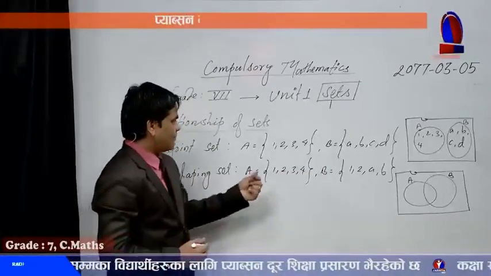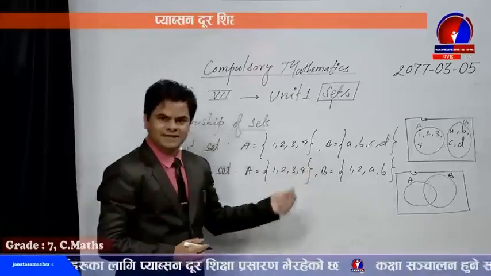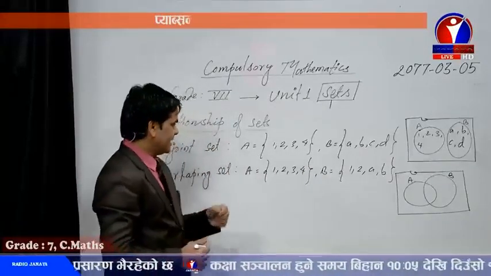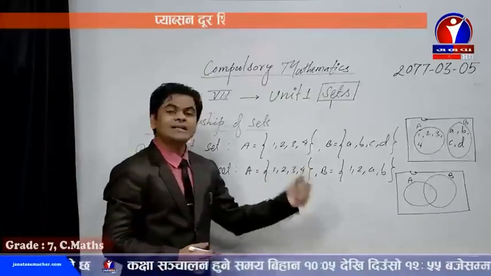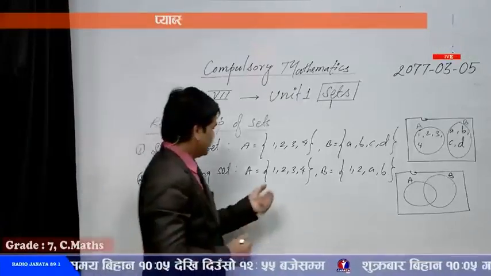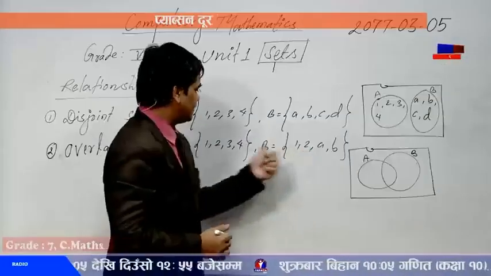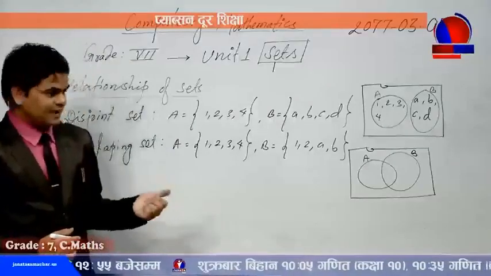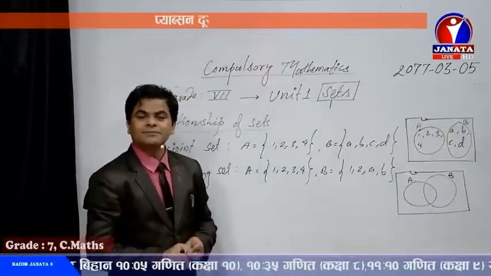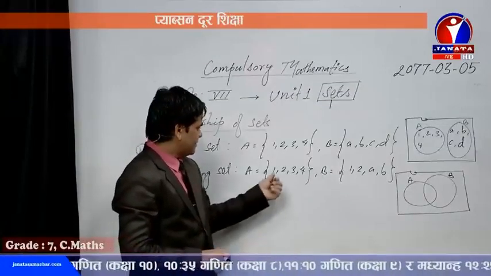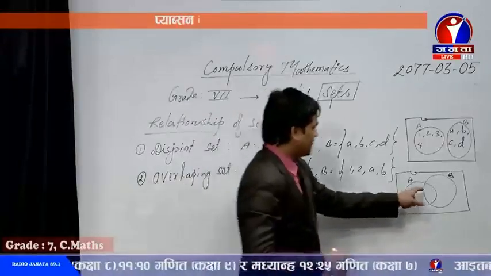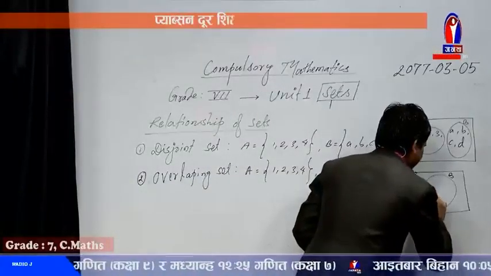Dear students, while keeping the elements of A and B, first of all, the best idea is to keep those elements which are common at first. So 1 and 2 are common in both sets. That's why let's keep them. In which area should you keep them, dear student? Of course, the area which is common, this one. That means 1 and 2 here.